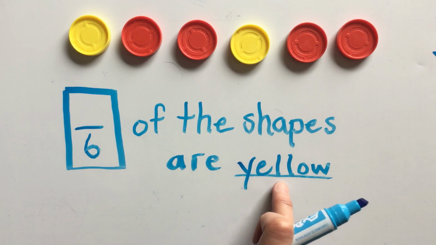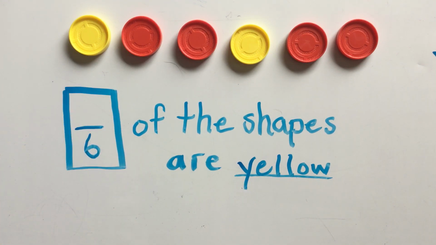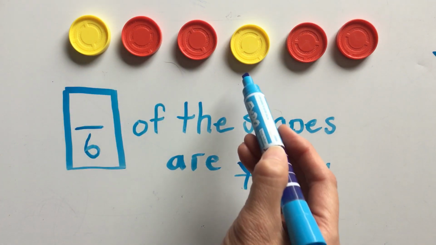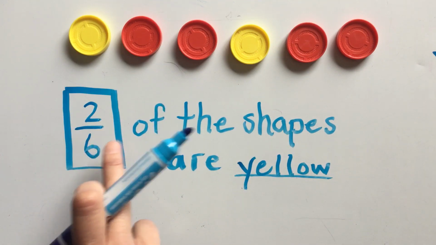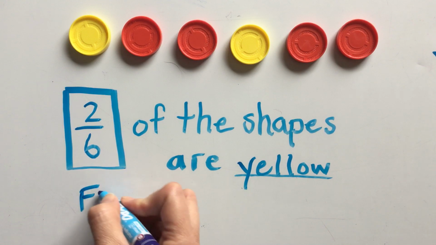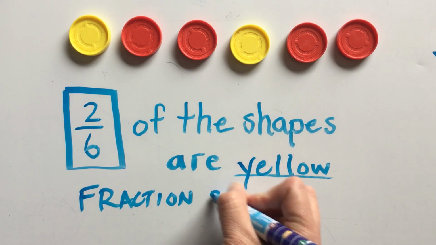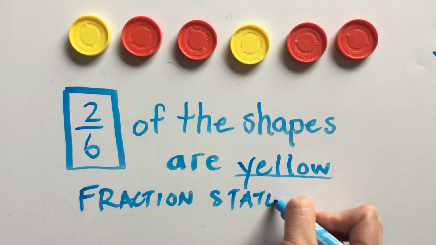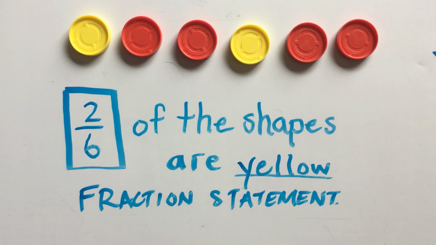Now, if I want to know how many of the shapes are yellow, my top number, or my numerator, is going to be the number of yellow discs. 1, 2. 2/6 of the shapes are yellow. Now this here where it says 2/6 of the shapes are yellow, this is called a fraction statement because it states the fraction for the parts that we're counting. So it's called a fraction statement, and you are going to see that in your workbook.